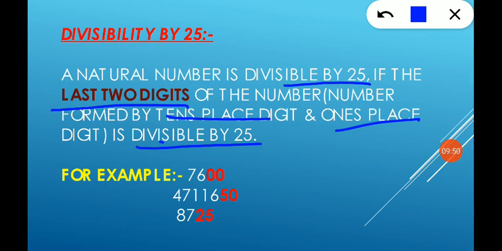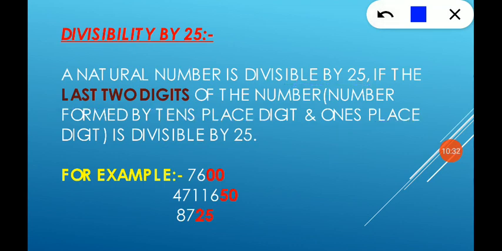Next, if we think about 47 lakh 11,650, the last 2 digits are 50, and we know that 50 is divisible by 25. Hence, this number 47,11,650 is also divisible by 25. Next, last number we have, 8,725, and in this the last two digits are 25, and 25 is divisible by 25. So 8,725 is also divisible by 25.